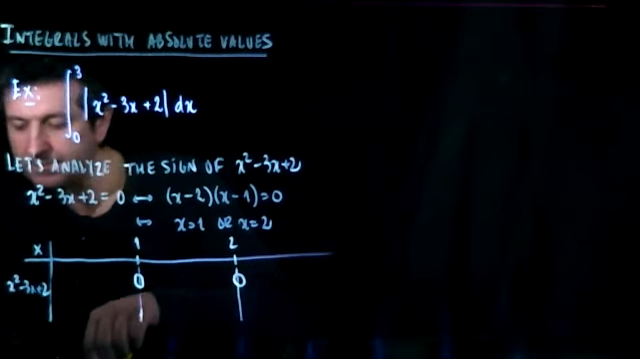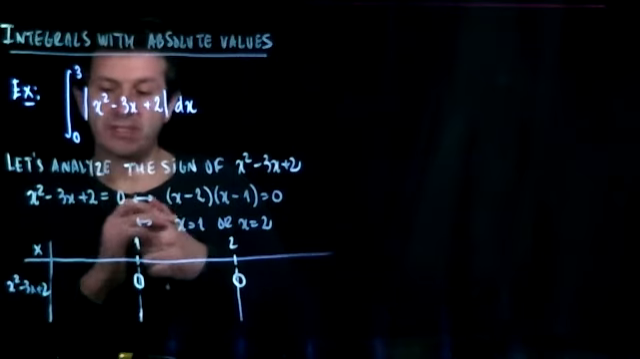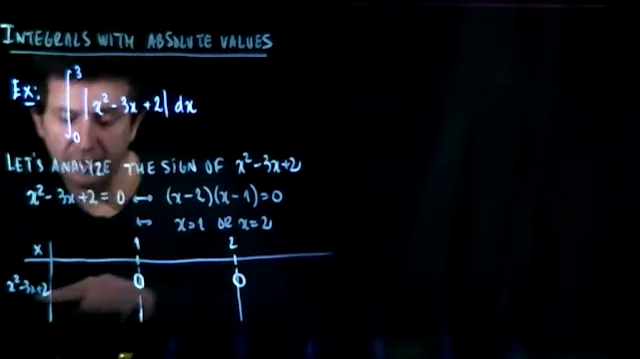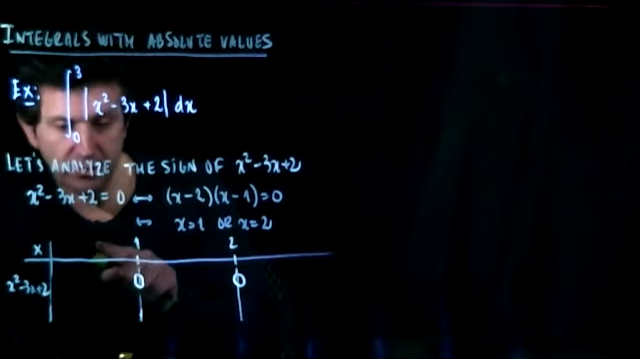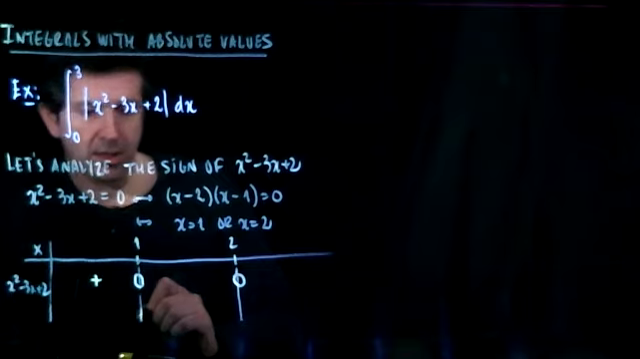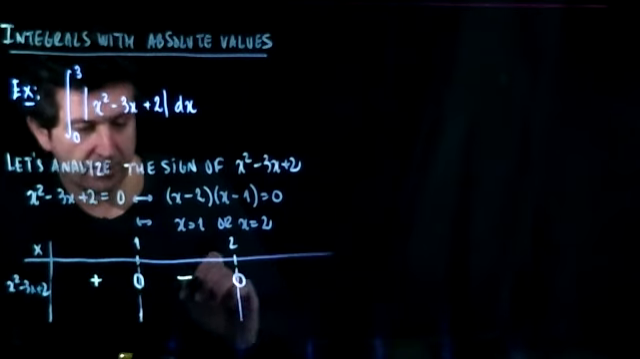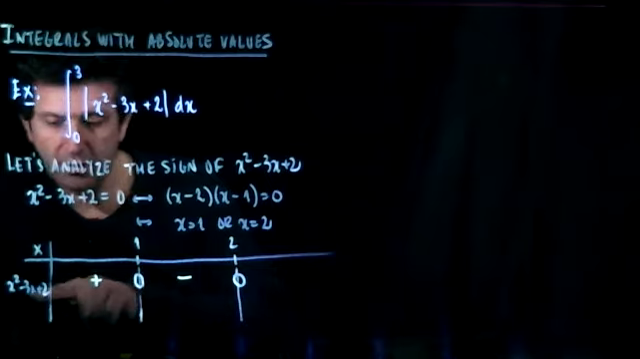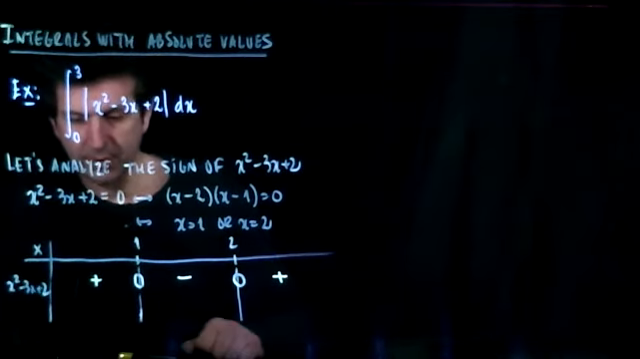And then I must decide if it's positive or negative. If you plug in any value before 1, for example x equals 0, you will get a positive, you'll get 2. If you plug in a number between 1 and 2, you should get a negative. And if you plug in something more than 2, you will get a positive. Is that okay?